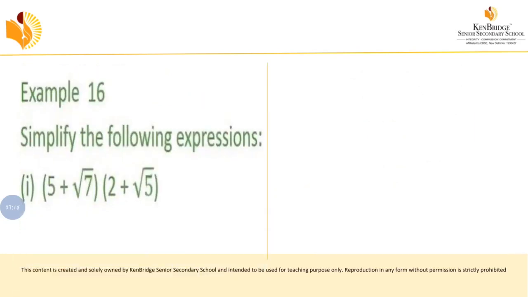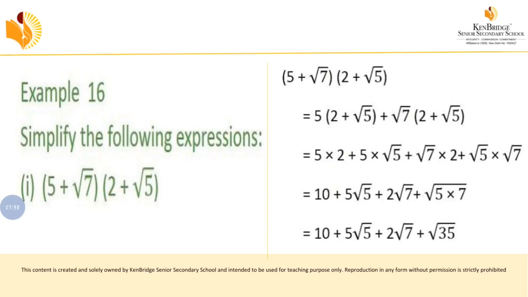So the next question is example 16. Simplify the following expressions. So in this example 16 they have given some expressions that we are going to simplify, okay. So let's see how to simplify the given expression. So the given expression is 5 plus root 7 into 2 plus root 5. This we are going to simplify, okay. So let's see. So first we have to write as it is, whatever is given in the question, that is 5 plus root 7 into 2 plus root 5.